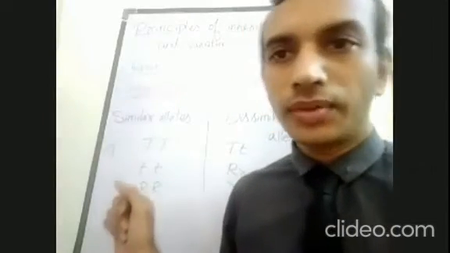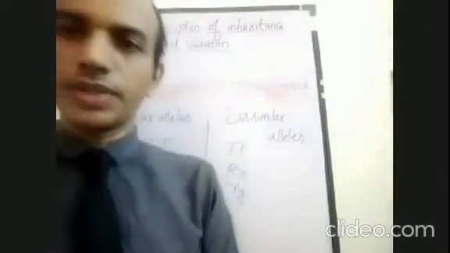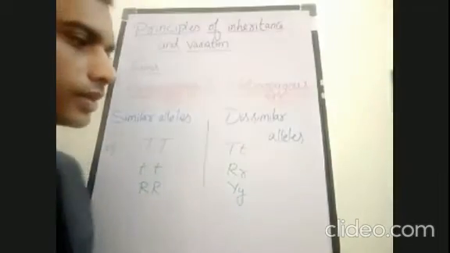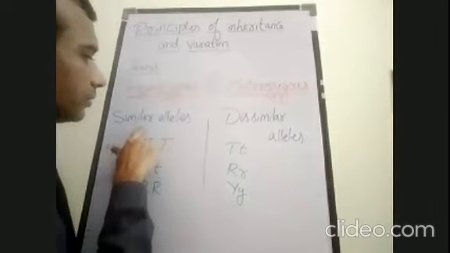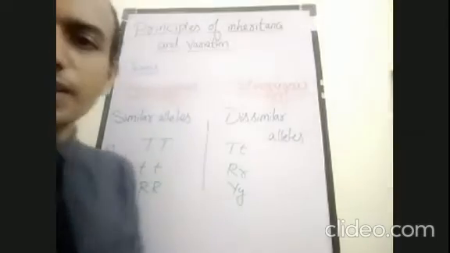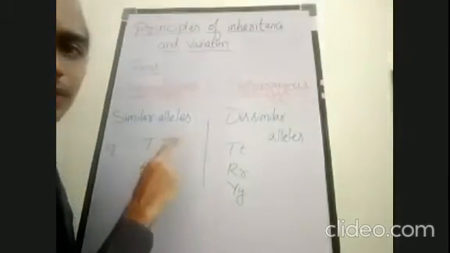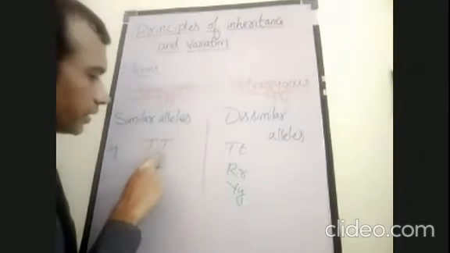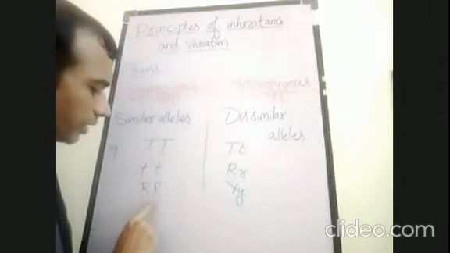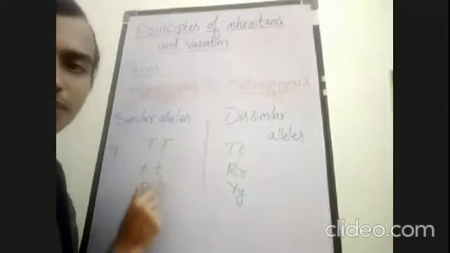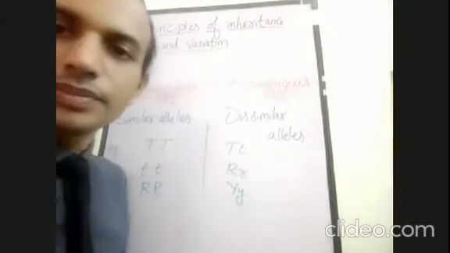Another term that you need to know is homozygous and heterozygous. Homozygous means the one in which similar alleles are present, that is, alleles of the same kind are called homozygous. As you can see here, I have written TT, small t, capital R, R. So both alleles are of the same kind. Then we call this homozygous.